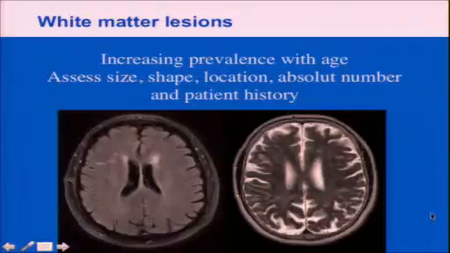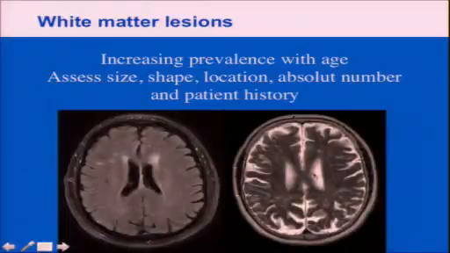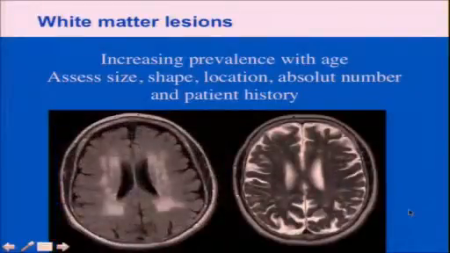So the white matter lesions, we do see them in a lot of subjects. They are increasing with age. And in our reporting, what we assess, we talk about the size, the shape, the location, and the absolute number, or whether they are confluent. And of course, we have to correlate them with the patient history, like whether the patient has hypertension, diabetes, or other diseases that increase vessel ischemic changes.